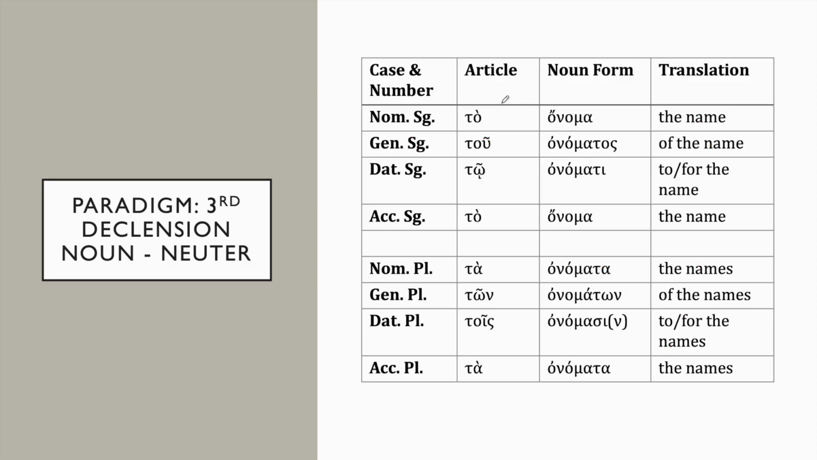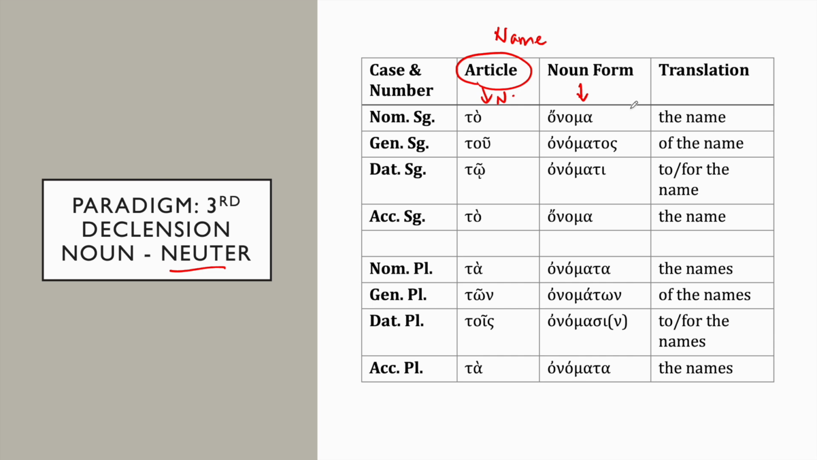Now here is an example of a neuter noun. So this is neuter, third declension, and this noun means name. Okay, so same as we've noted before, the article for neuter nouns remains the same: to, tou, to, to, ta, ton, tois, and ta. So you've learned this pattern for the article that accompanies neuter nouns, but you have a different noun form.